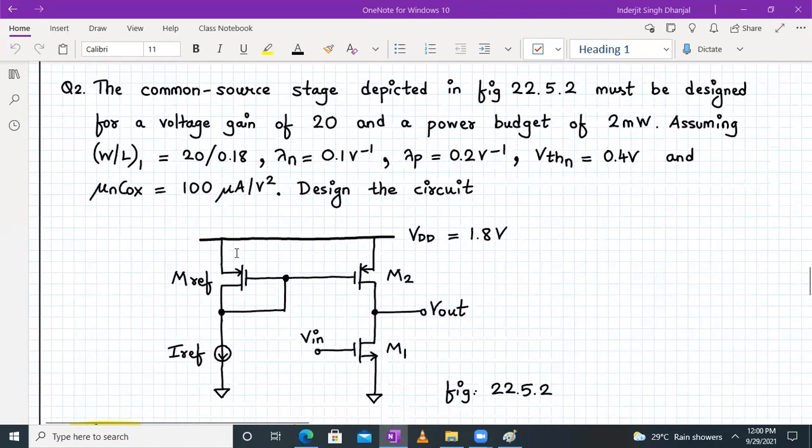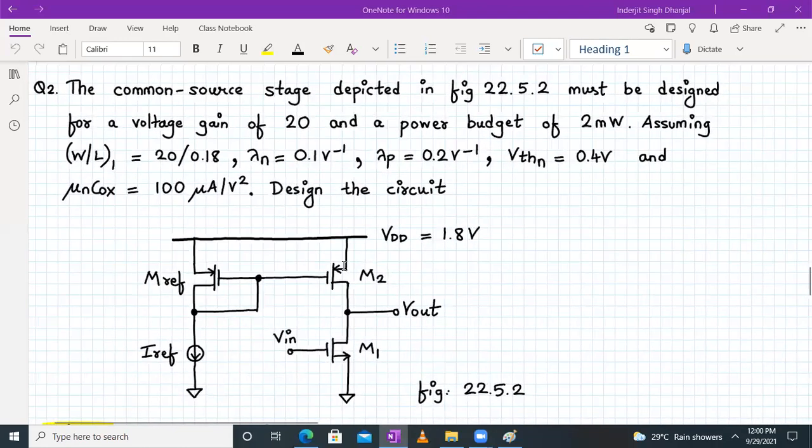So numerical number 2, we have this circuit diagram given over here in figure number 22.5.2. Here we have a common source stage depicted, which must be designed for a voltage gain of 20 and a power budget of 2 milliwatt.